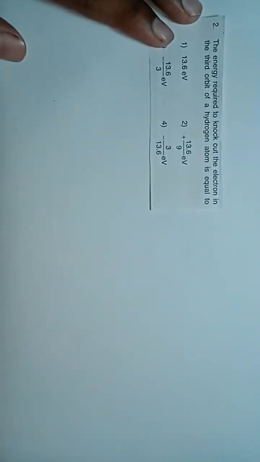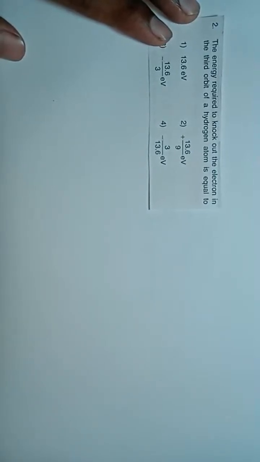The second question. The energy required to knock out the electron from the third orbit of the hydrogen atom is equal to. Understand the question? How much energy is required to remove the electron from the third orbit of the hydrogen atom? What is the value they are asking? The options are as shown.